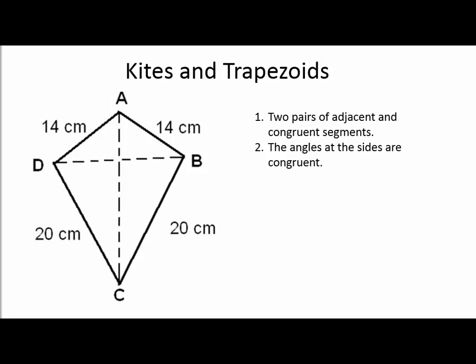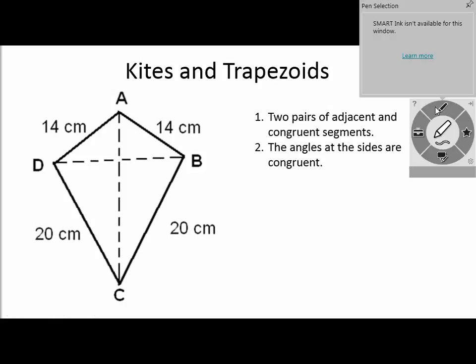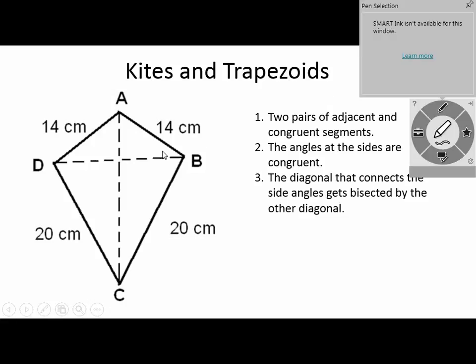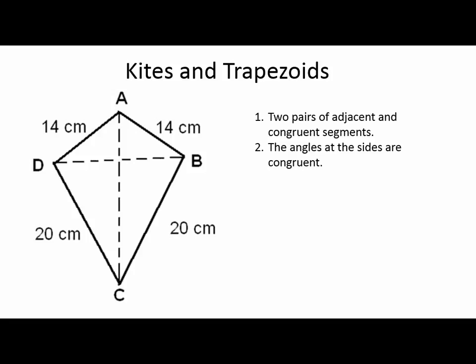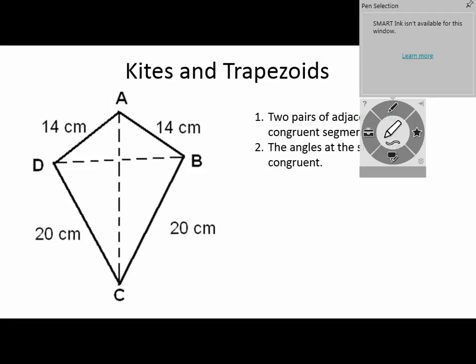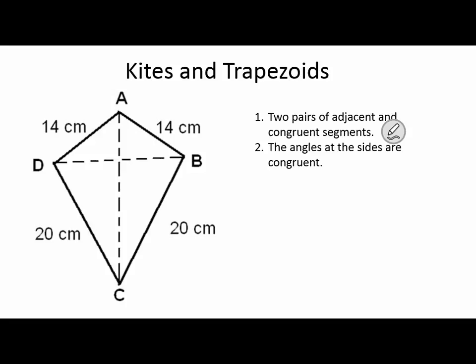Property number two, let's add: the angles at the sides are congruent. There's only two sides. What I mean with that is this angle, angle B, the entire angle B and the entire angle D, they're congruent. So not all four angles, it's only angle B and D, but I'm talking about the entire corner. Notice how my diagonal cuts angle B into two different angles? I'm talking about the entire corner B and the entire corner D, they're congruent.